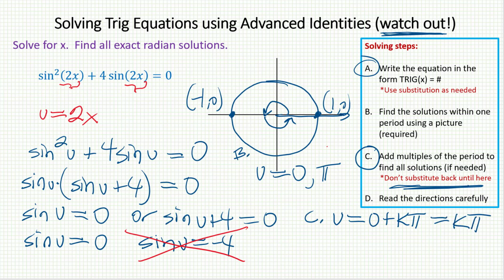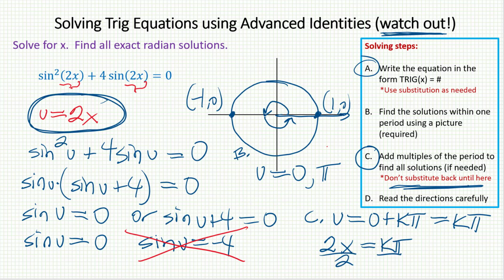Now that we have finished step C, at least in terms of u, we can go back to the substitution and we can return to x. If u is equal to k pi, that means 2x is equal to k pi, and of course I can divide both sides by 2, and I end up with x being any multiple of pi over 2. I could leave the answer like this as well. That would be fine. I think I just like this one because it reminds me of what it means. We're basically saying any multiple of pi over 2 is a solution to the original equation.